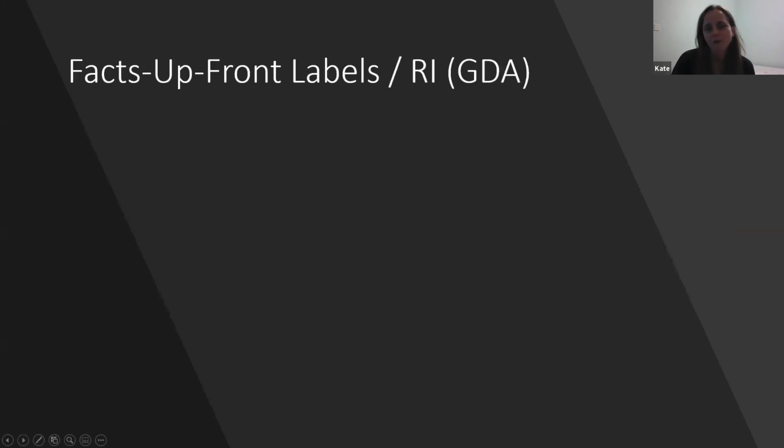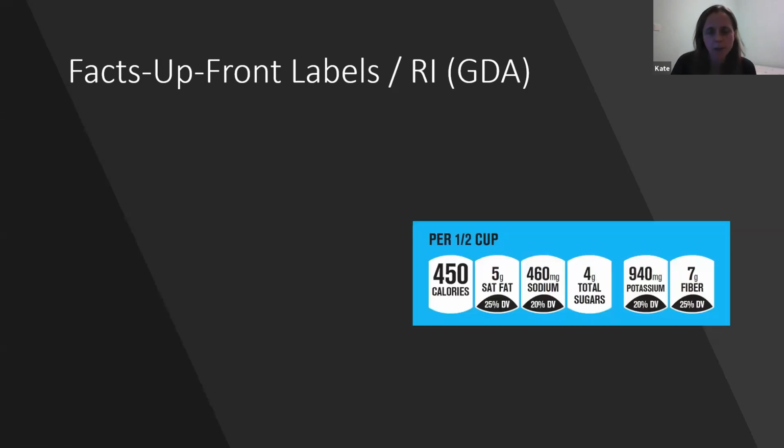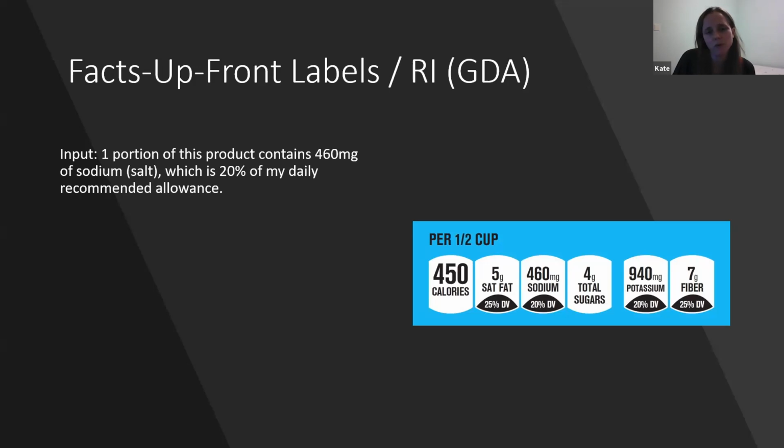Now, if we compare that with the facts up front labeling system, so this is where we've got reference intake or GDA information on our label. So that's the example again there. What happens here? What's the input that we might get? Well, just looking at one part of that label, let's look at the sodium or salt component. The input that we've got here is something like this. One portion of this product contains 460 milligrams of sodium. Let's assume we know that that's salt, which is 20% of my daily recommended allowance.